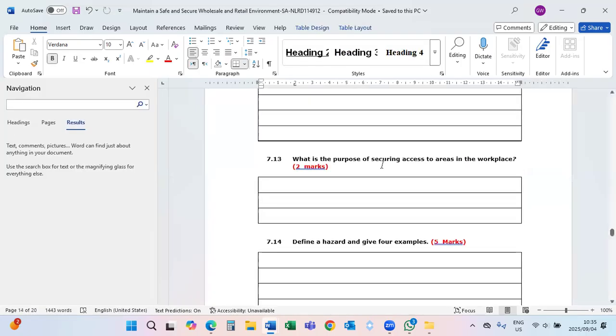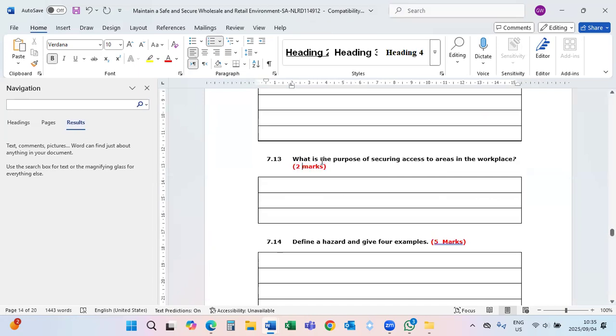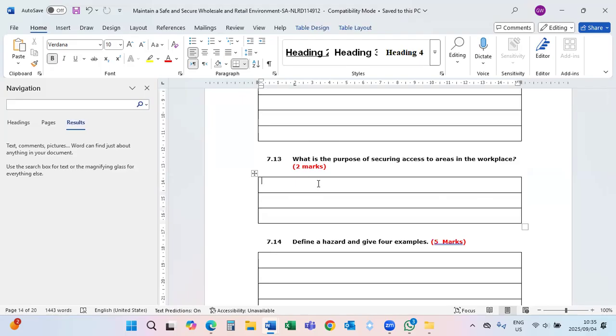What is the purpose of securing access areas in the workplace? Well, we secure access so that we don't have unauthorized people going to certain areas like the cash store and the stock room. That's pretty much a simple answer there. We prevent unauthorized access to those secure areas.